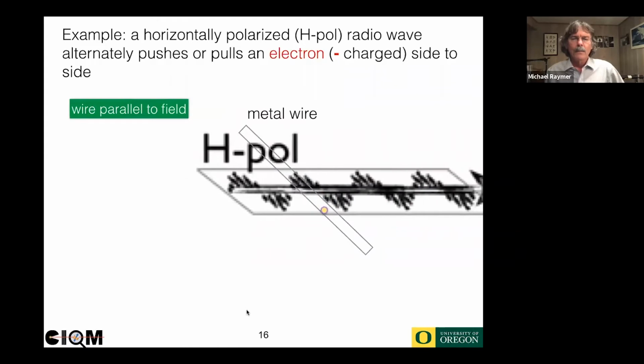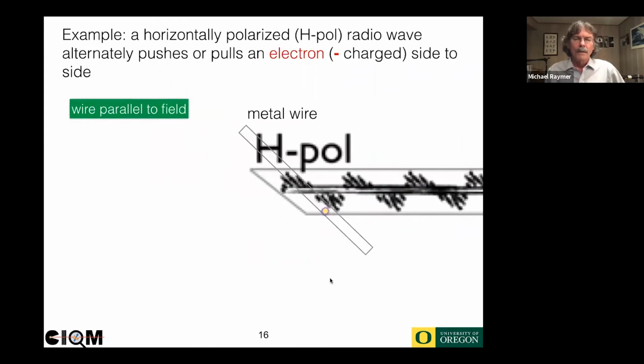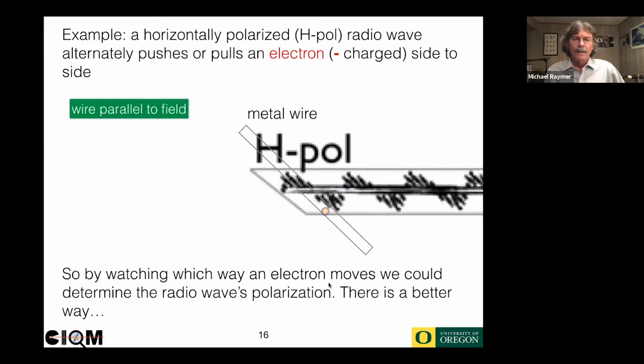All right. So by watching the way the electron moves, we could determine the polarization of the radio wave. I said light wave earlier, it should be thought of as a radio wave. And that's in fact how the radio receiver works in your cell phone. There's a little wire in there, and as the radio frequency waves pass through the wire, the electrons in your little wire antenna get pushed back and forth.